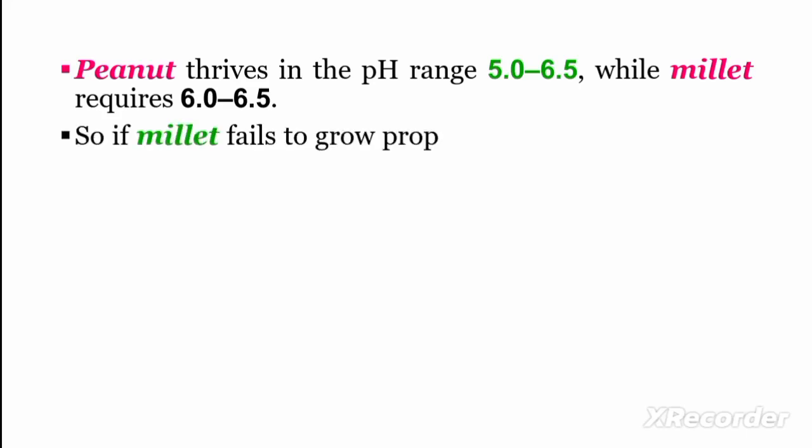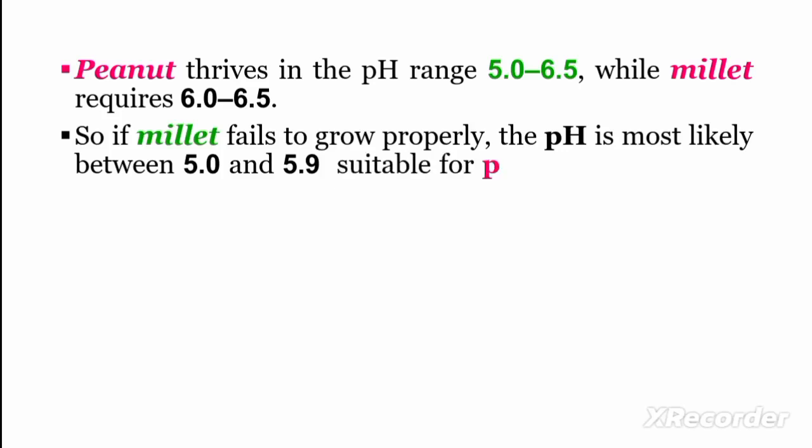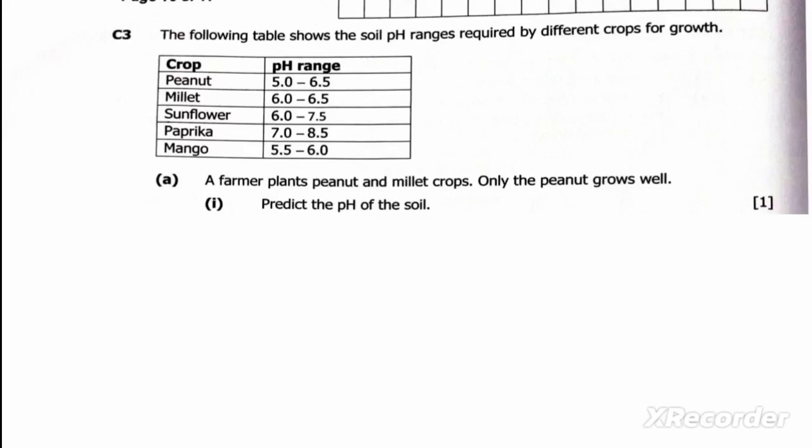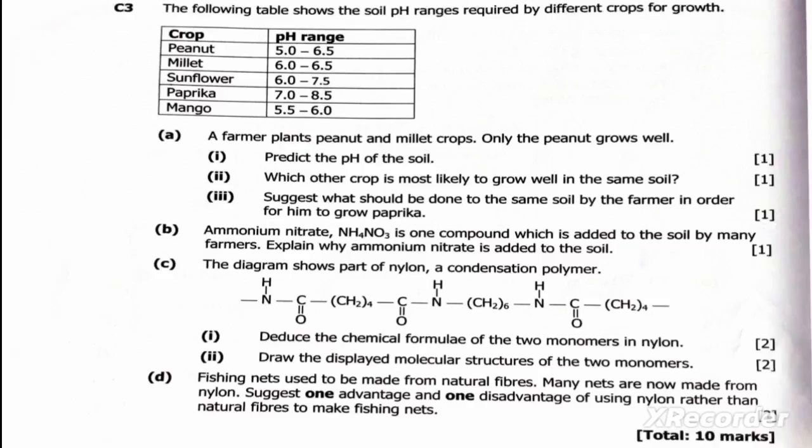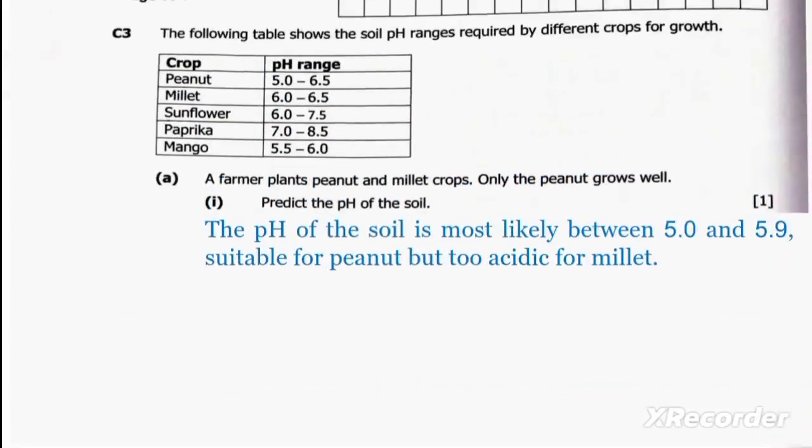So if millet fails to grow properly, the pH is most likely between 5.0 and 5.9, suitable for peanut but too acidic for millet. Okay, so to give the prediction, we are going to say the pH of the soil is most likely between 5.0 and 5.9, suitable for peanut but too acidic for millet. Okay, we are done with this question.